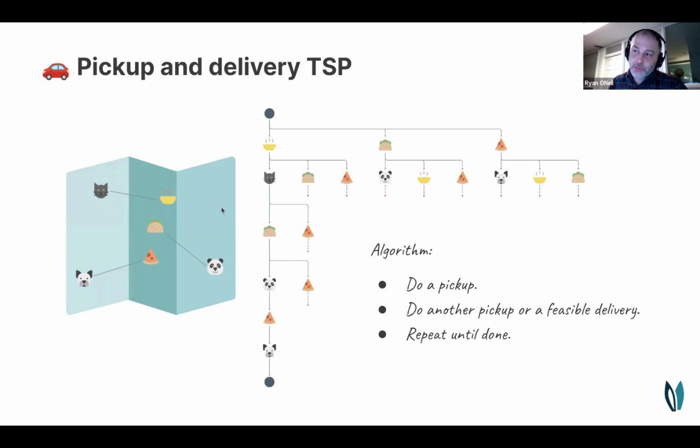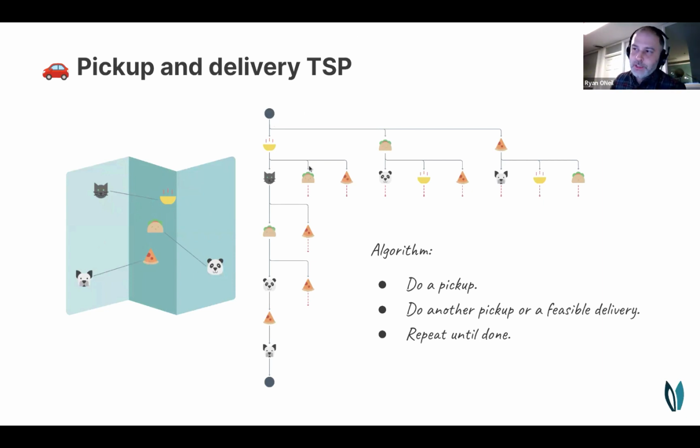So we have a cat that ordered some ramen noodles, a panda bear that ordered some tacos, and a dog that ordered a slice of pizza. And we need to pick up these orders and deliver them. I've got one vehicle, so I need to obviously do my pickups before I go to the deliveries, because I don't want to go to the dog and say, like, oops, I didn't get your pizza. I was going to go there next. Dog would be very angry.